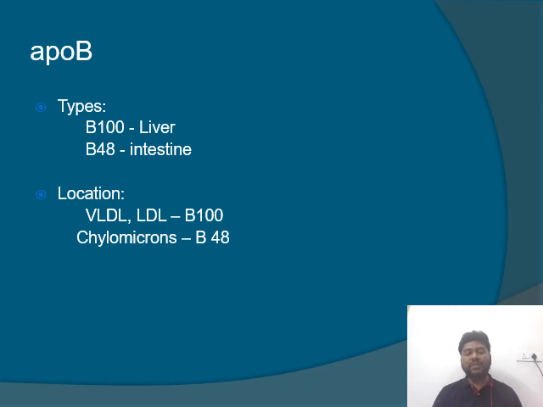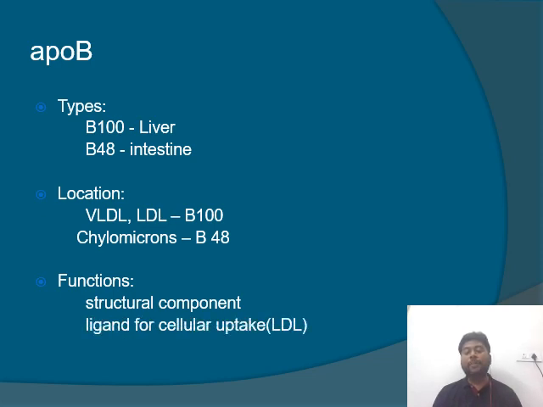Next, coming to the functional part: in VLDL and chylomicrons, the ApoB protein doesn't have any specific metabolic function. They just act as a structural component. But for LDL, it acts as a ligand for peripheral cell uptake. In ApoA1 we saw that it acts as a ligand for hepatic uptake of HDL molecules. So liver cells will take up HDL only with the help of ApoA1. Similarly, the peripheral tissues will take up LDL only with the help of ApoB100. So that is the function of ApoB100.